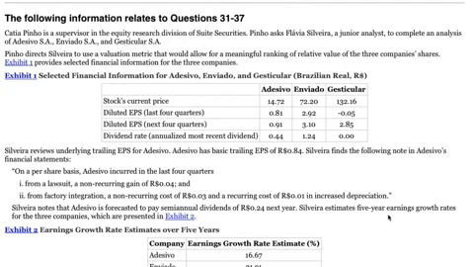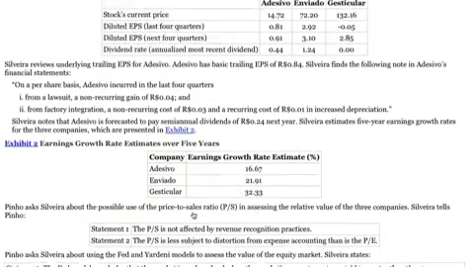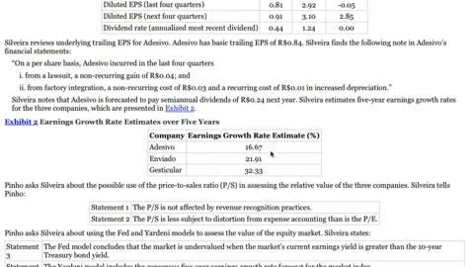Silveria estimates 5-year earnings growth rates for the 3 companies which are presented in Exhibit 2. So here's our 5-year growth rate, 16, 21, 32. Pinho asks Silveria about the possible use of the price-to-sales ratio in assessing the relative value of the 3 companies. Silveria tells Pinho, here are the 2 statements we have to look at. The price to sales is not affected by revenue recognition practices. That's not true. Statement number 1 is not true.